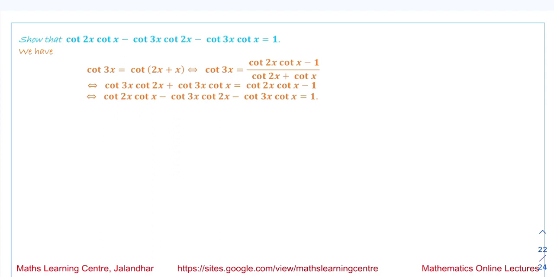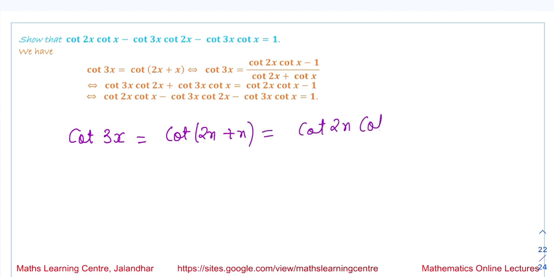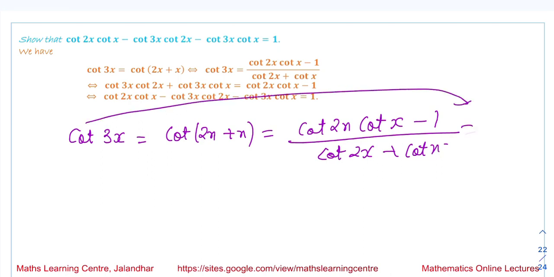Next is, show that cot of 2x into cot x minus cot of 3x into cot 2x minus cot of 3x into cot x is equal to 1. So we start solving this problem with the value cot of 3x. We can write it is equal to cot of 2x plus x. This is equal to cot of 2x cot of x minus 1 over cot of 2x plus cot x, and we are saying this value is equal to cot of 3x.